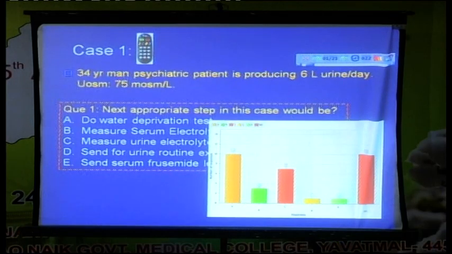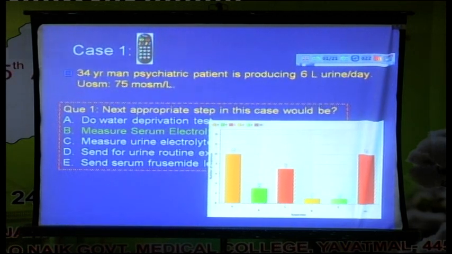Or you will send for serum furosemide level. Okay. Good, 10 people have answered, let more people answer. It's all very simple now. The whole lecture is over. So 10 of you said A, do water deprivation test, and 7 of you said C, which is measure urine electrolytes. The correct answer is serum electrolytes.